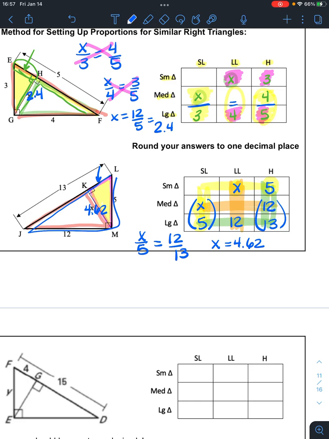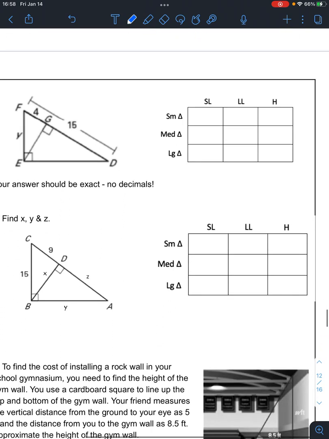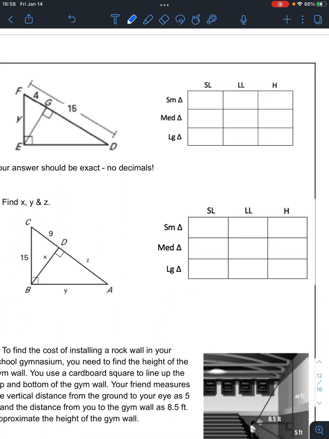Then I could use Pythagorean theorem or other proportions to find the answer. Now it said one decimal place. It should technically be 4.6 to 1 decimal place. Well, let's try another one. You can always put me on pause and try one yourself and see if you can make it work.